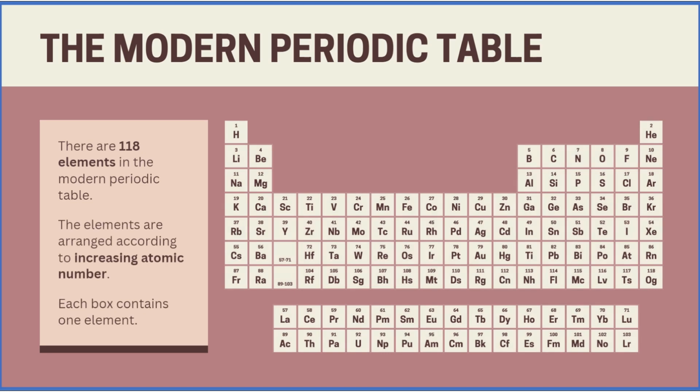Now the modern periodic table, just observe this carefully. There are 118 elements in the modern periodic table. The elements are arranged according to increasing atomic number. Okay, in Mendeleev's periodic table, it has the increasing atomic mass. Each box contains one element.